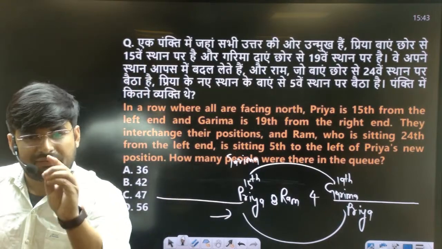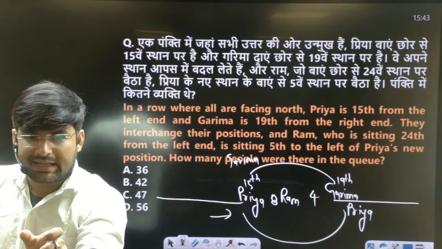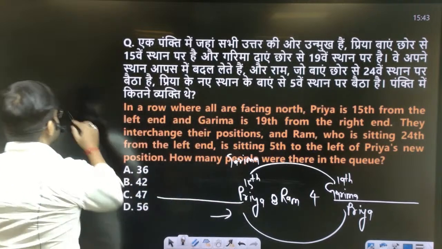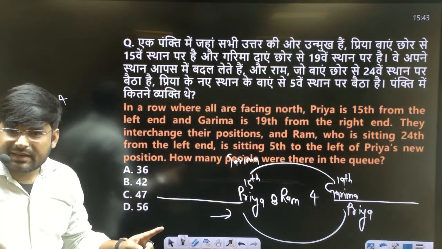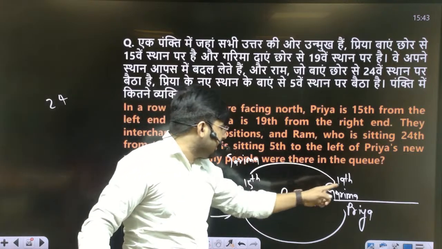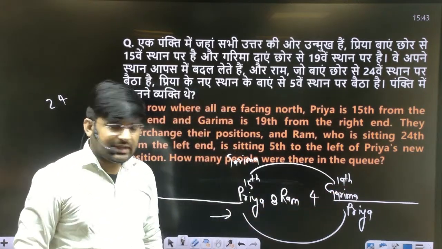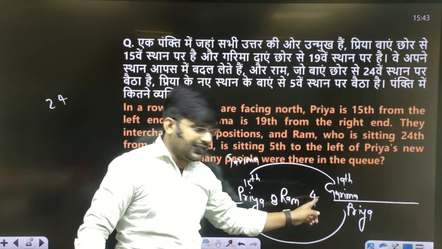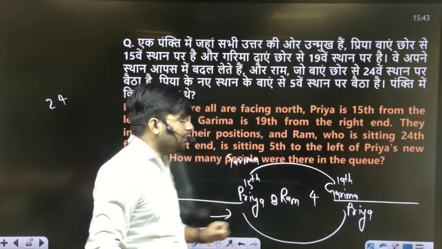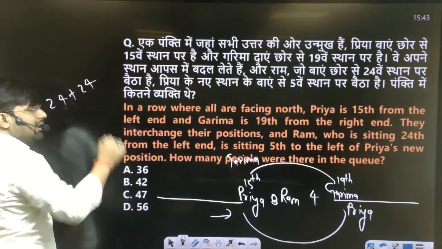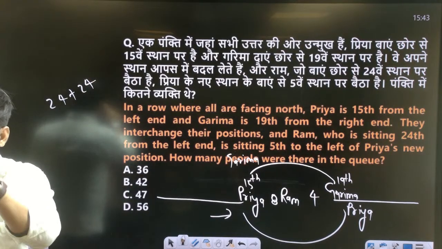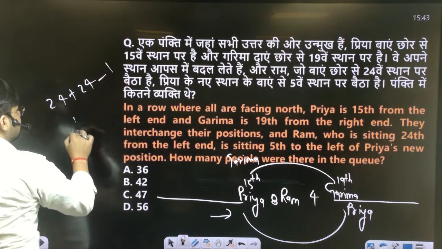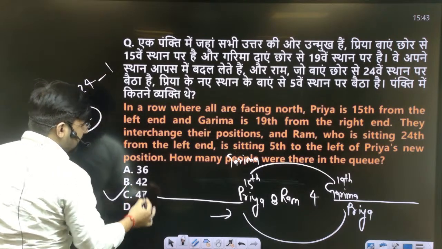If you know the rank from both sides of the same person, you have to add both ranks and subtract 1. Ram's rank from the left is 24th. And what is Ram's rank from the right? It's 19th and 4, 23, and 1, 24. So Ram's rank from the left is 24 and from the right also 24. Left plus right minus 1 is 47. 47 is our correct answer.